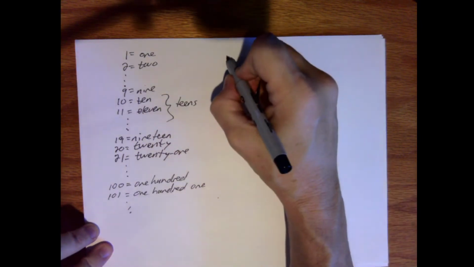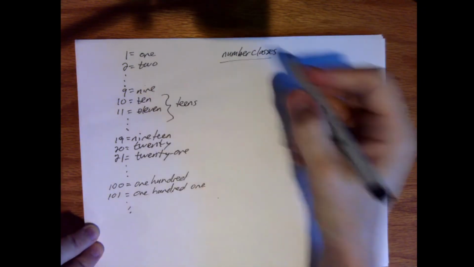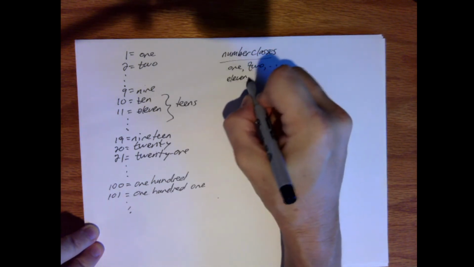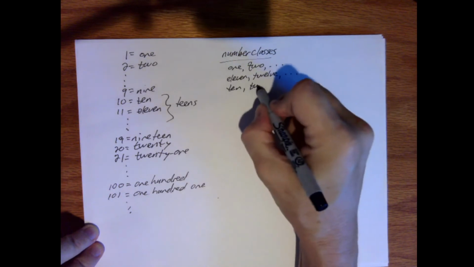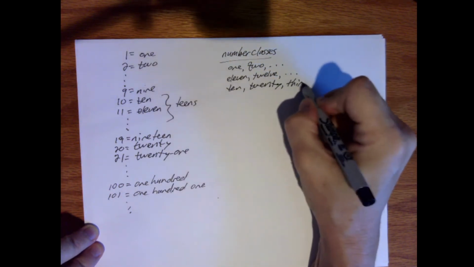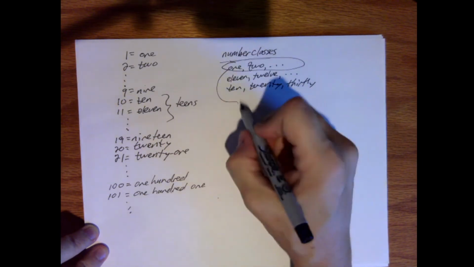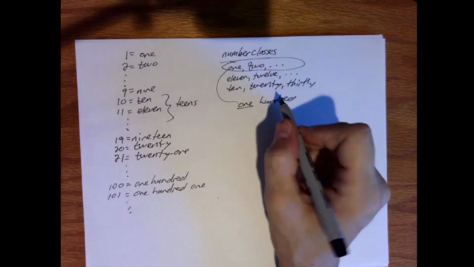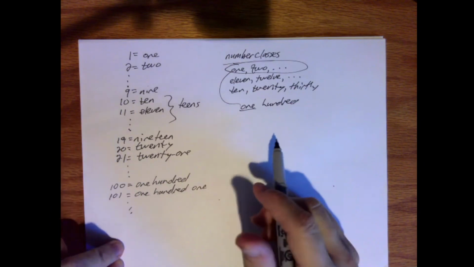If I'm trying to determine number classes, that is, groups of words, I have things like one, two, and so forth. I have the teens: eleven, twelve, and so forth. We have ten, twenty, thirty, and so forth. And for the hundreds, it's really this plus the word hundred: one hundred, two hundred, and so forth. So I think I have enough to start thinking about what the classes are, and I may have to fill it in. But that then leads into, how do you know what to do?